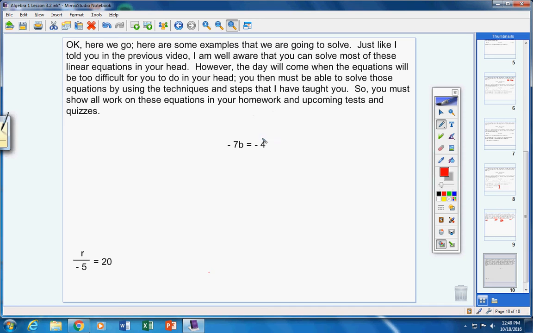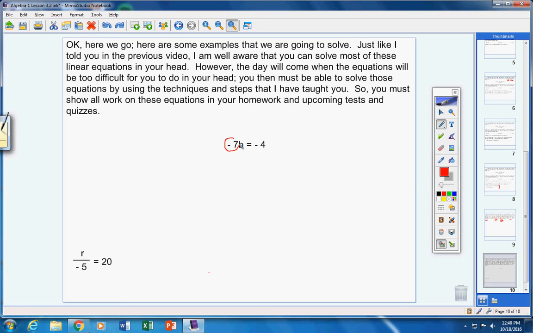I cannot simplify a negative 4 and I cannot simplify a negative 7b. There's just nothing I can do, okay? Step 2, isolate the variable. In other words, get b by itself. What is with the b that I want to get rid of?